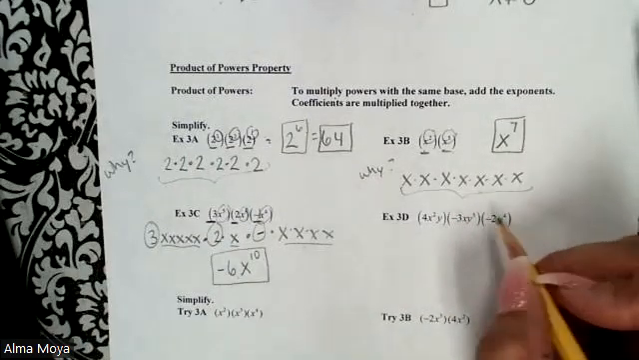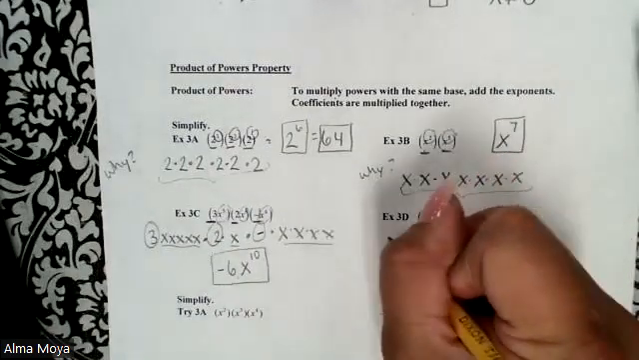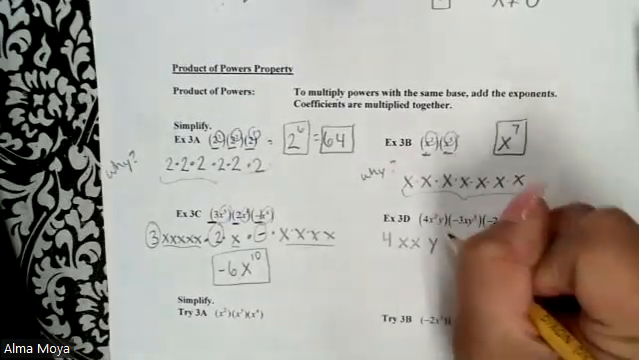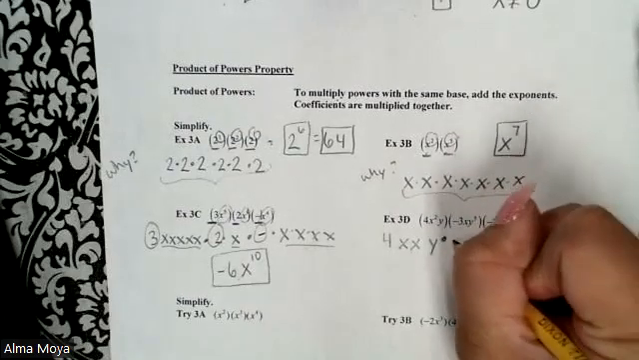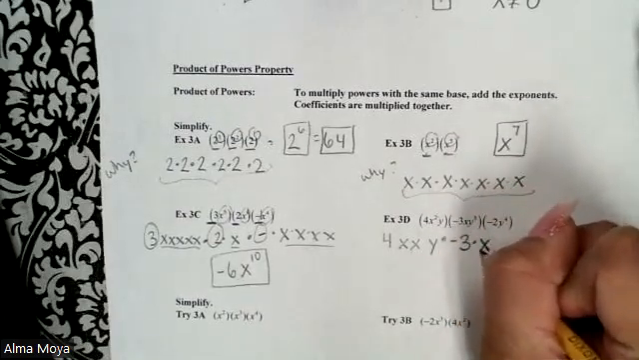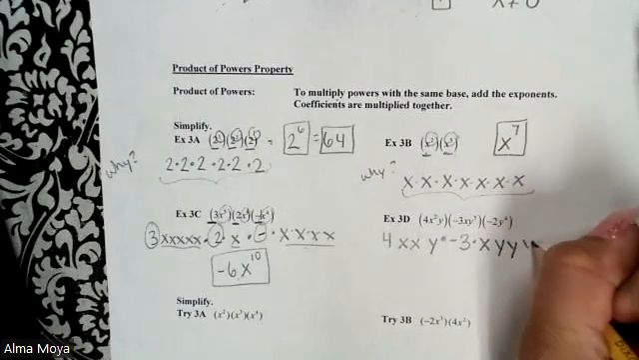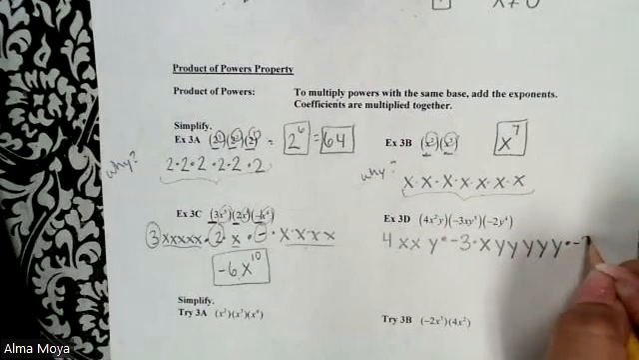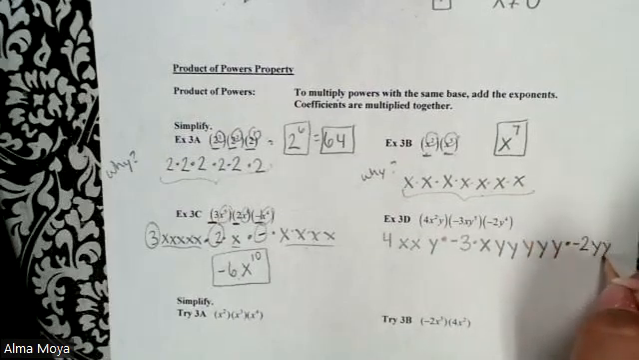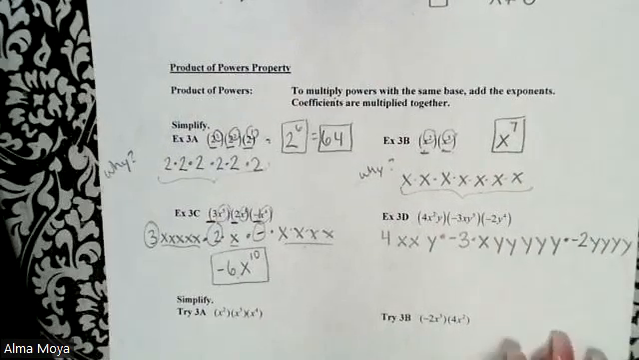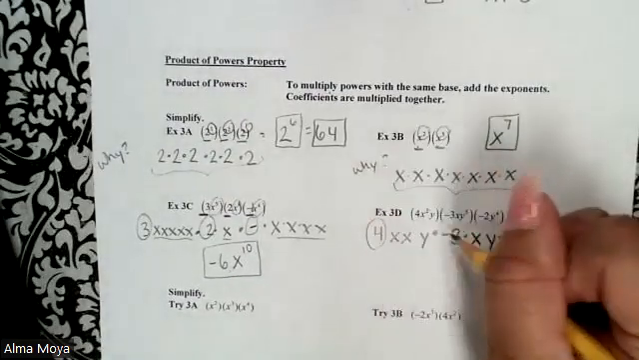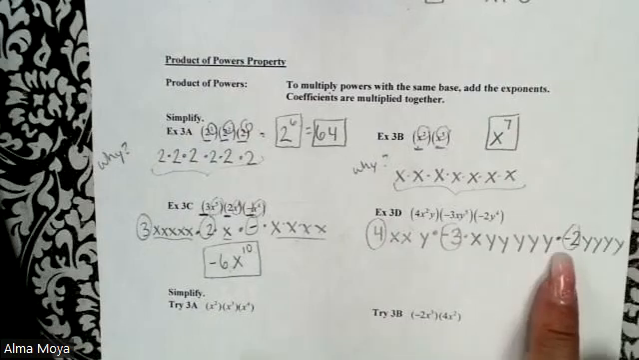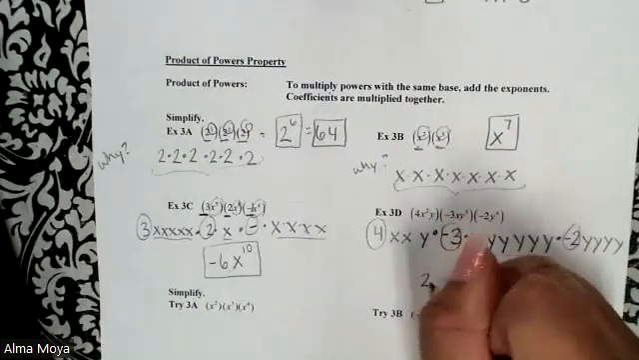On this one now, if you notice, you have different variables. So look, you have a 4, you have 2 x's, and 1 y. Then I have a -3, I have 1 x, and 5 y's, 1, 2, 3, 4, 5. Then I have a -2, and I have 4 y's, 1, 2, 3, 4. If I just take my numbers and I multiply them, that's 4 times -3, which is a -12, and -12 times a -2, that's going to be a +24.